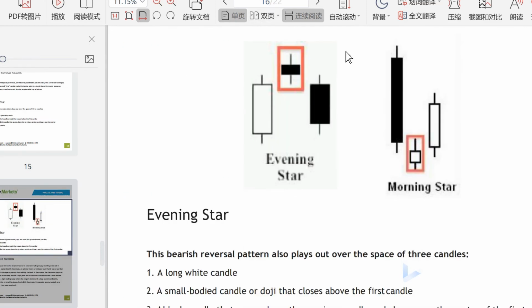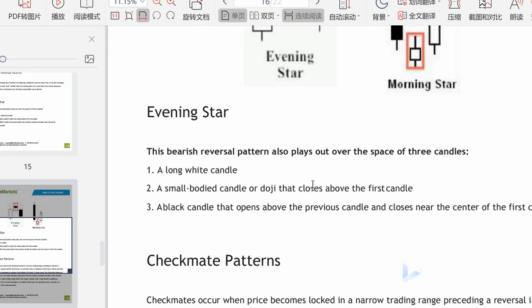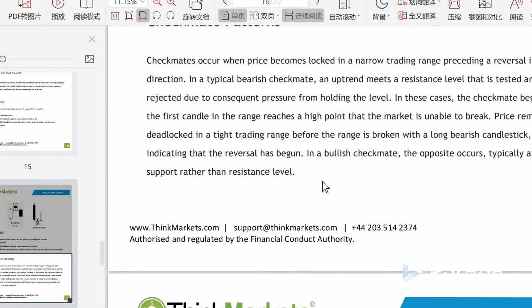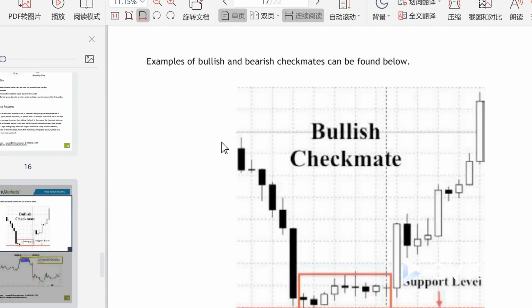So here evening star and morning star. Okay, so this is a market reversal, like a signal. So when you're seeing this kind of signal, it's time to close your position or maybe prepare to hedge out your risk. Okay, and checkmate pattern here, right?